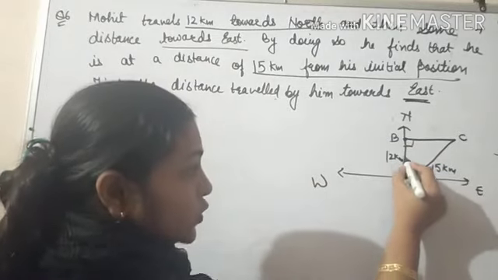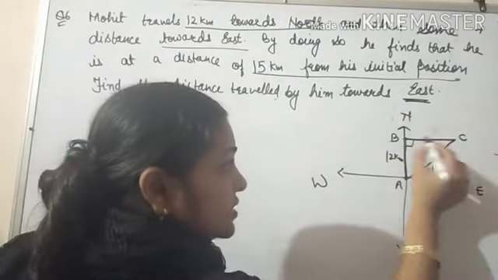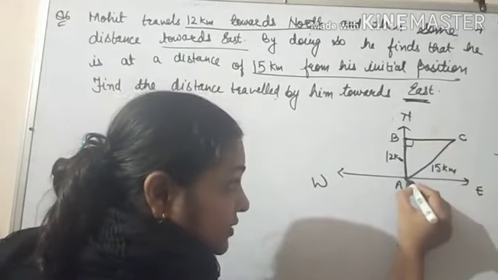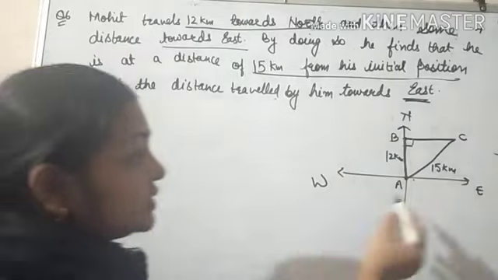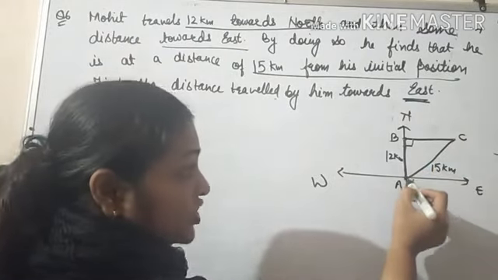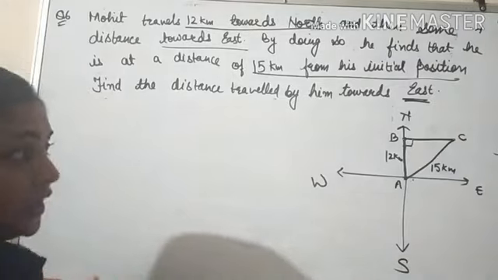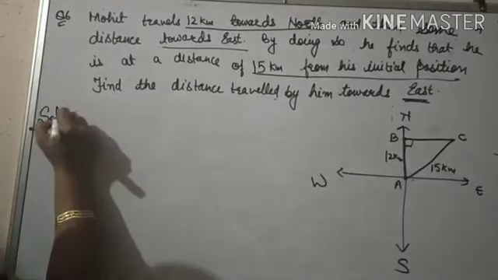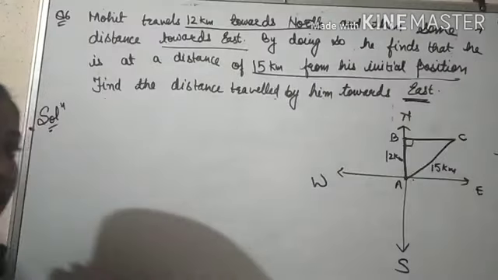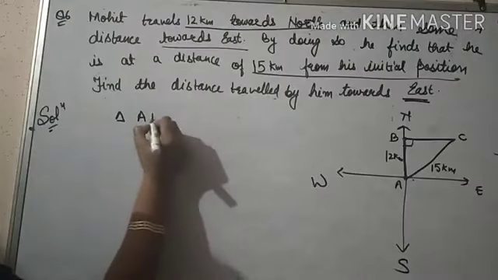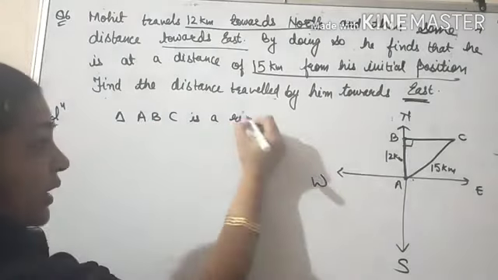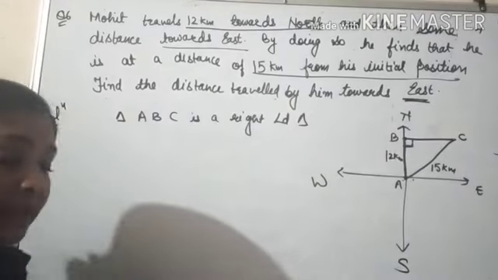First of all, Mohit moves 12 kilometers towards north, then some distance towards east, and his distance from the initial position is 15 kilometers. That means the difference between the final position and initial position is 15 kilometers. Now how to find out? I think looking at the figure you might have got the idea how to solve this question. Triangle ABC is a right angle triangle in which AC is hypotenuse. Why? Because the side opposite to the right angle is hypotenuse.